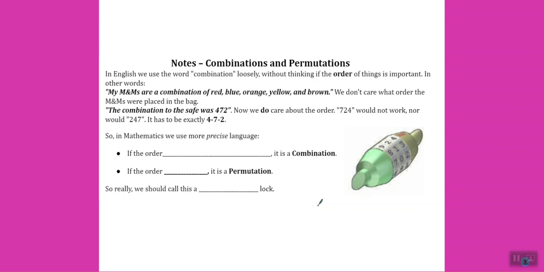We could also say the combination to the safe was 472. Now we do care about the order. 724 would not work, nor 247. It has to be exactly 472.